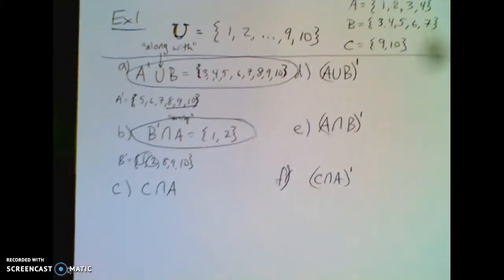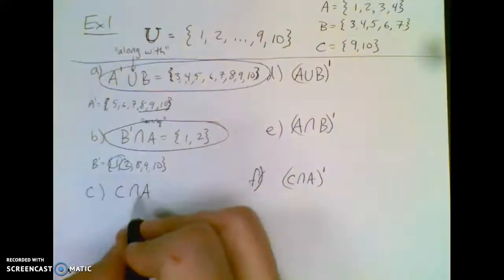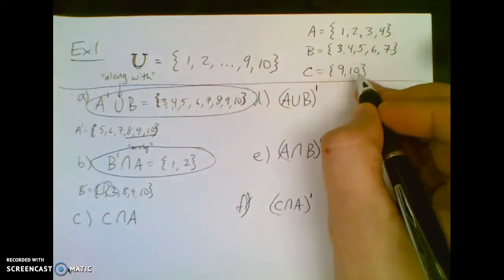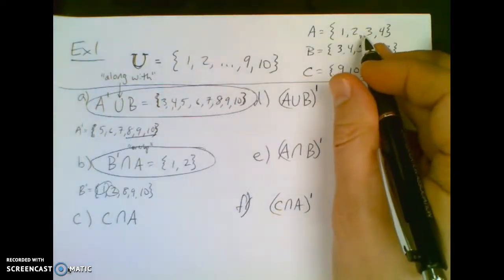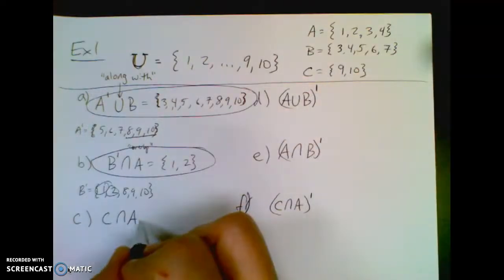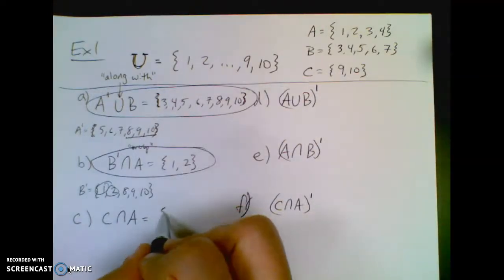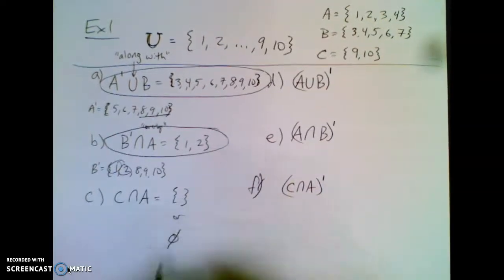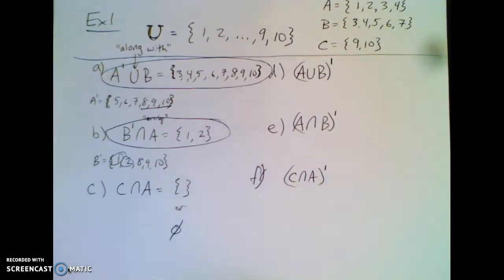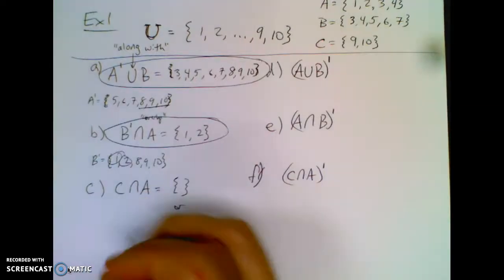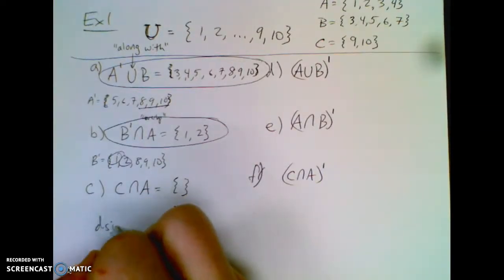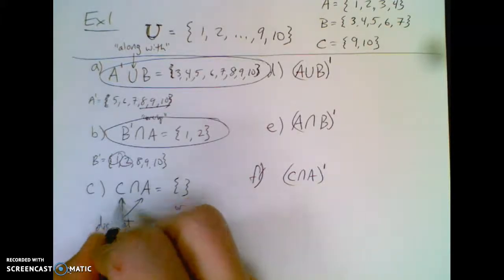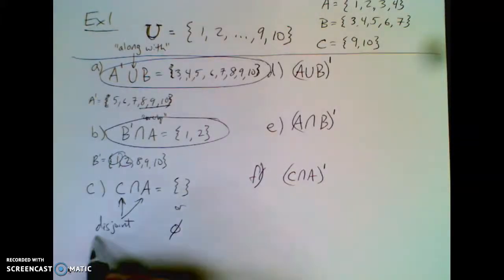Okay. The third one is, where does C overlap with A? So I look at these two. I don't have to do any knots. 9 and 10, what elements do they have in common with 1, 2, 3, 4? None. Okay, so you have two ways of writing this. You can write it like this, they got nothing in common, or, my favorite, the empty set symbol. If two sets have nothing in common, they are called disjoint. These two sets are disjoint. That's a vocab word, right?